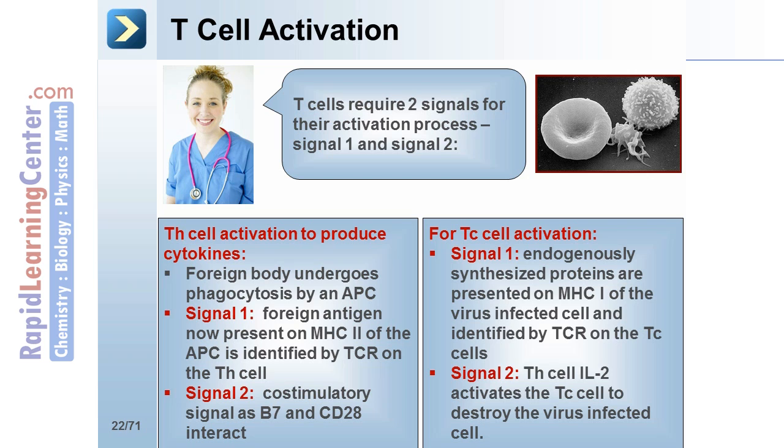For Tc, or cytotoxic T cell activation, signal 1 occurs when endogenously synthesized proteins are presented on MHC1 of the virus-infected cells and identified by TCR on the Tc cell. And signal 2 occurs when the Th cell interleukin 2 activates the Tc cell to destroy the virus-infected cell.